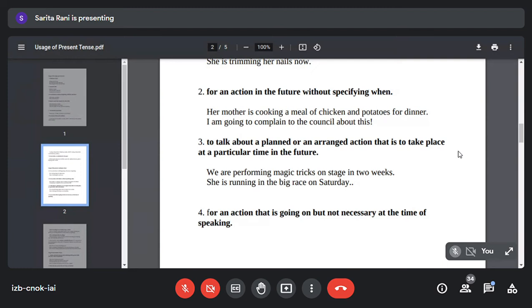For an action that is going on, but not necessarily at the time of speaking. There is an action going on, but it is not happening right in front of our eyes. It is not happening right at the time of speaking. Clear?